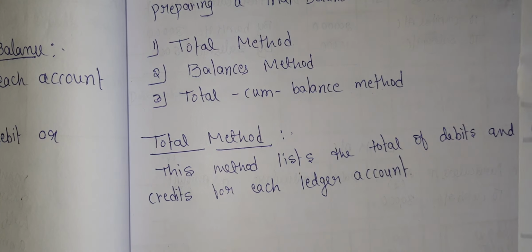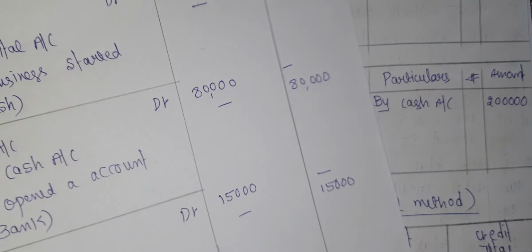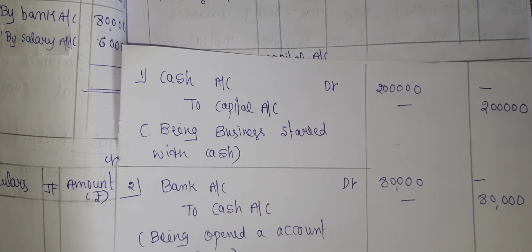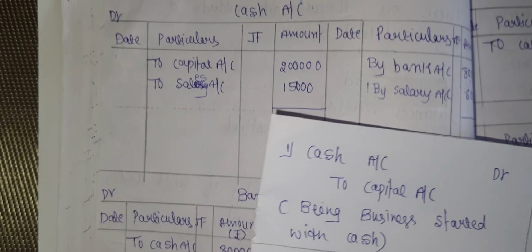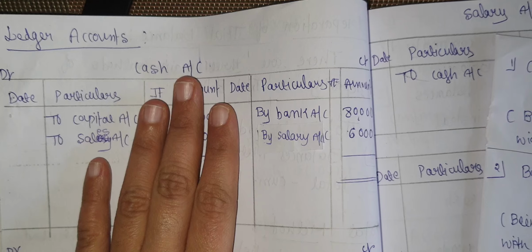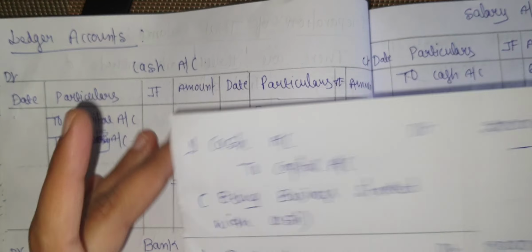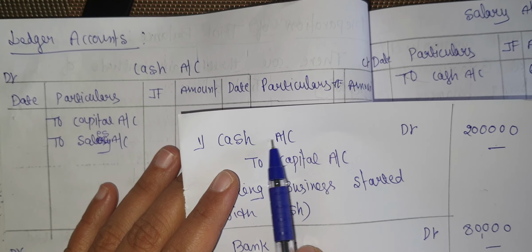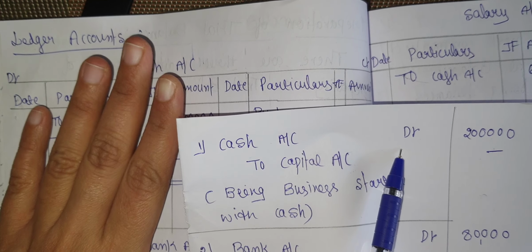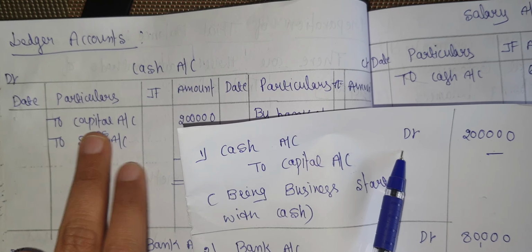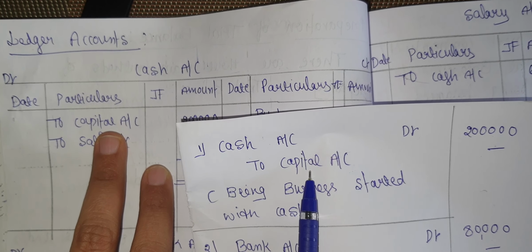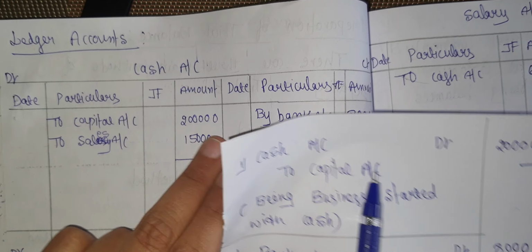See here. Now we will prepare the ledger accounts. First, we need to open the cash account. See, this is the format of ledger accounts. Here, in the first journal entry, cash account is debited. Right? So go to the debit side of the cash account and write down the opposite entry of cash account. The opposite entry of cash account is capital account. So, to capital account, that is rupees 2 lakh.